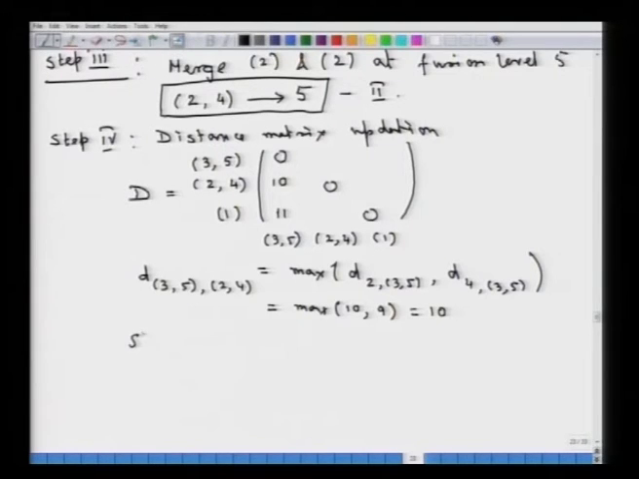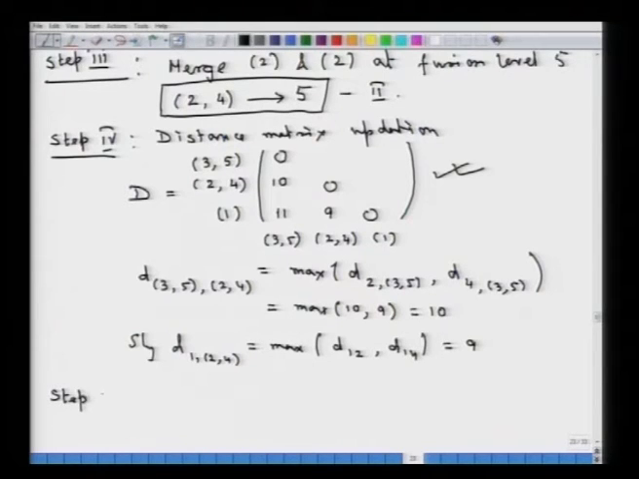Now, similarly, one has to obtain the distance between 1 and cluster 24. For that we will be requiring the maximum, because we are on a complete linkage platform. So, we will be requiring the distance between 1 and 2 and the distance between 1 and 4, which can be looked at from the previous table itself, and which is equal to 9. One can verify that that is equal to 9. So, we come up with this as the updated distance matrix at step 4, when we now have 3 clusters in place.